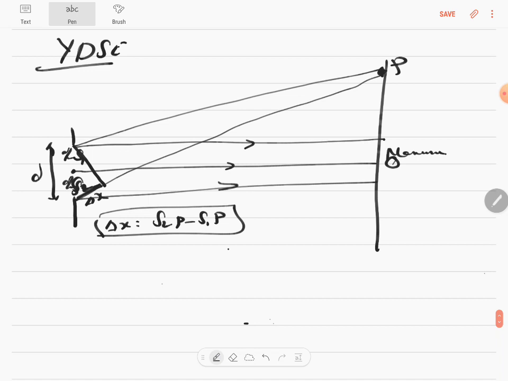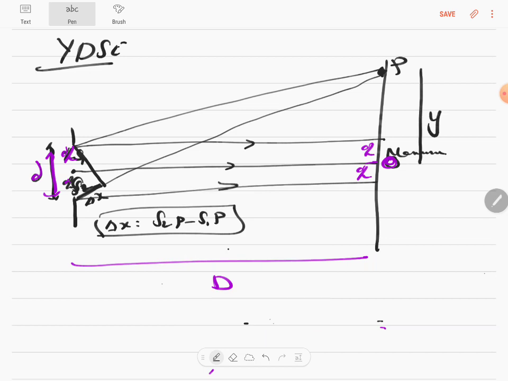First of all you should know that the distance between the slit and the screen is capital D, the width of the slit is small d, and half of the slit is d by 2 and d by 2. This is the central maxima, and the position P is at a point y from the central maxima. Therefore this distance is y minus d by 2, and for the whole triangle it is y plus d by 2.